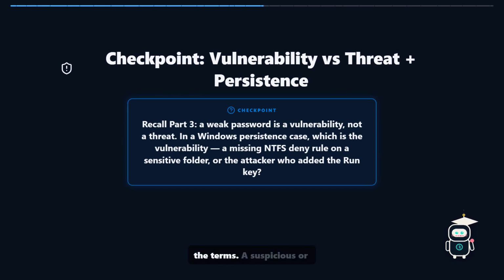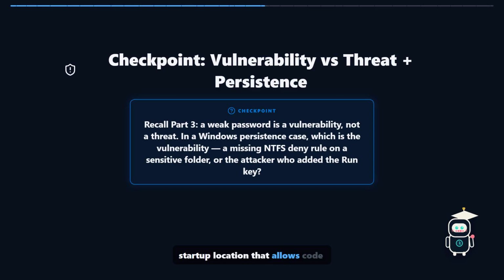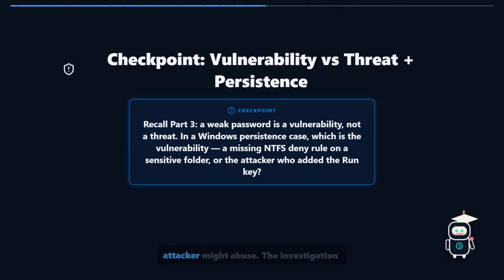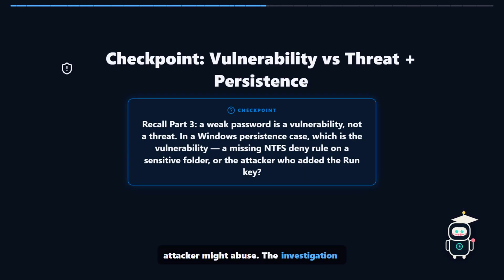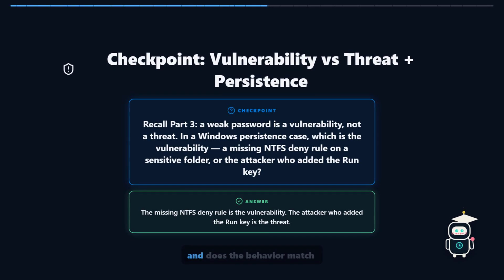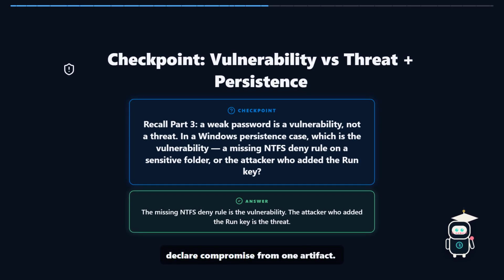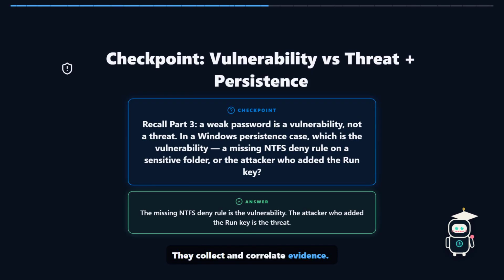Now identify the terms. A suspicious or unauthorized script that may run at sign-in could be part of a threat scenario. A startup location that allows code to launch automatically can be a persistence opportunity that an attacker might abuse. The investigation question is, who created the entry? What does it execute? Where is the file stored? And does the behavior match expected software? Defenders do not declare compromise from one artifact. They collect and correlate evidence.